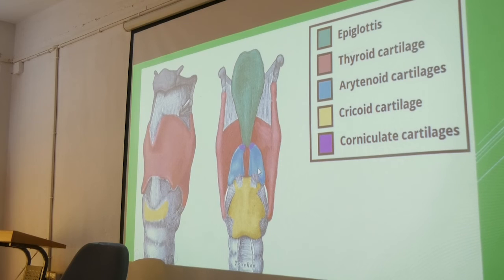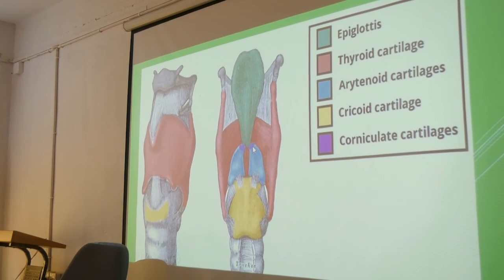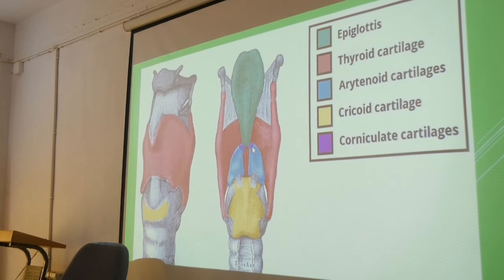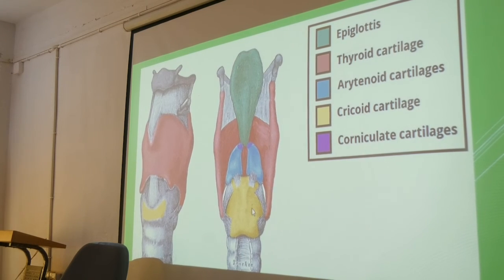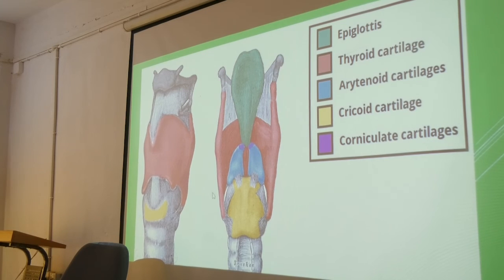What is this? This is the arytenoid cartilage. And you could see the apex of the arytenoid cartilage, what is there? Corniculate cartilage. Okay, and this is the cricoid cartilage. So this is the external picture, this is the internal picture.